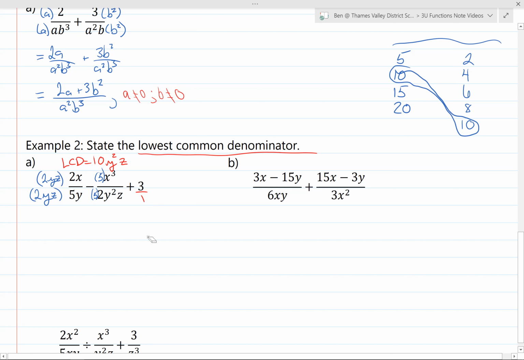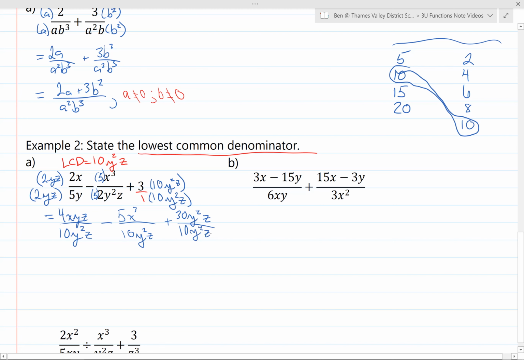And then over here, it looks like I'm just missing a factor of 5, so we'll multiply that in. Again, both to the top and the bottom. And over here, I don't have any denominator. Well, my denominator is just 1 at this point, so I need to multiply it by my entire LCD there. 10y squared z. Bring that into my numerator as well. 10y squared z. Perfect. Now, once I've done this, I can start multiplying in. So my first fraction becomes 4xyz. My second fraction becomes 10y squared z, just like I need. That's my LCD, my lowest common denominator. Minus, I need to make sure that stays as a minus sign, minus 5x cubed divided by 10y squared z plus 30y squared z, all divided by 10y squared z.